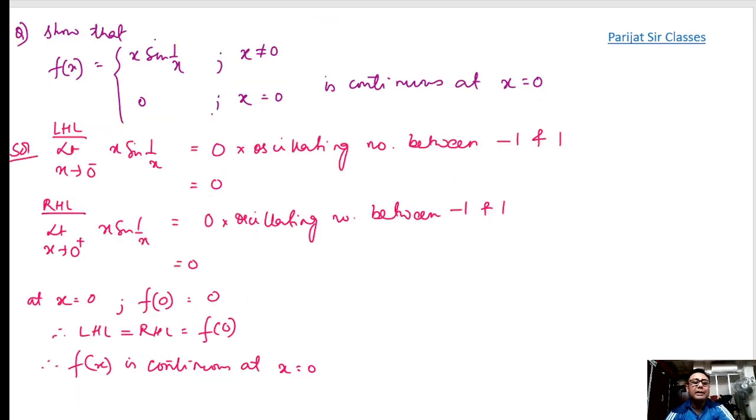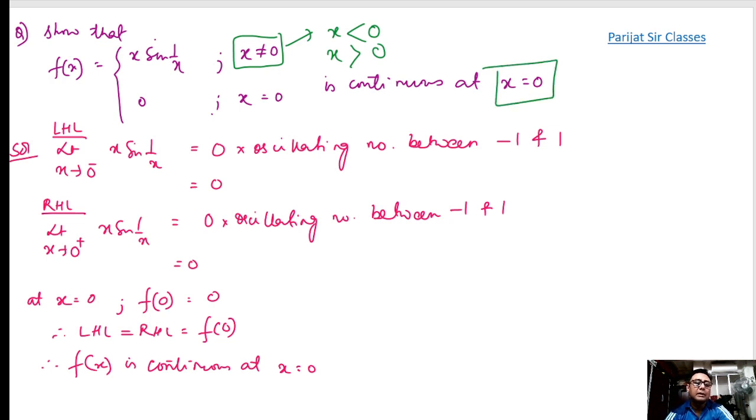So here it's given f(x) = x sin(1/x) when x is not equal to 0. That means this condition is valid when x is less than 0 or x is greater than 0. We can check about this. And we have to check at x equal to 0.